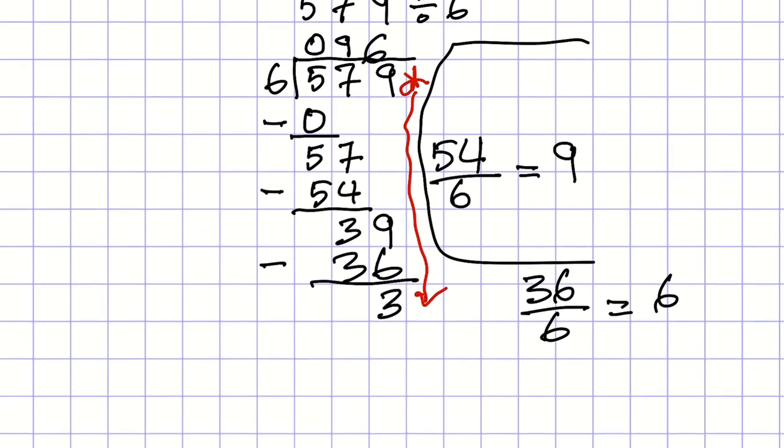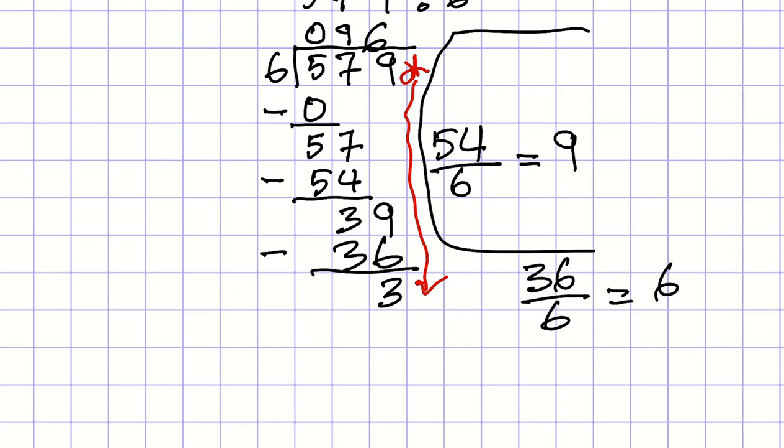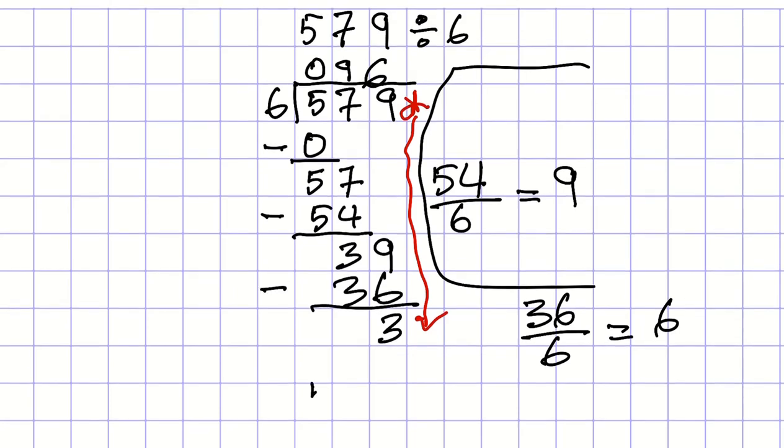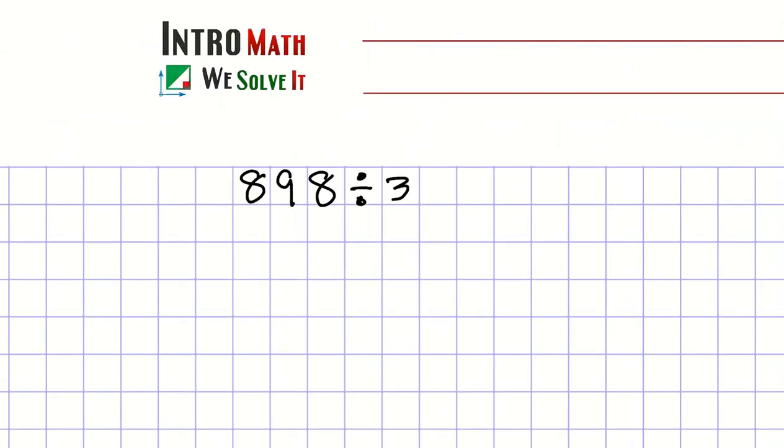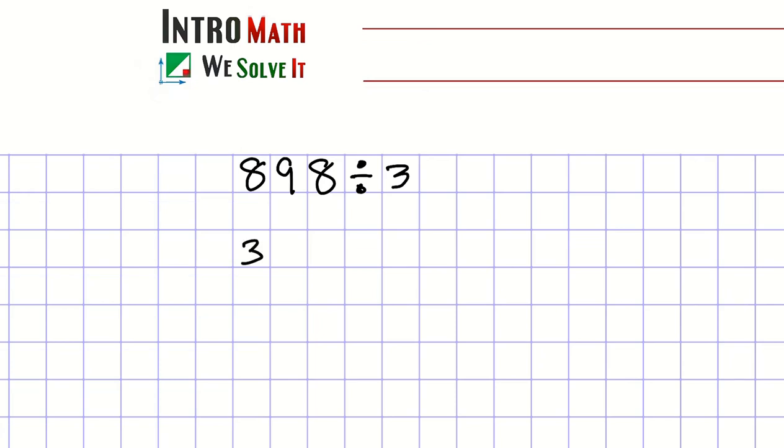We're done. So the solution we found is 579 divided by 6 is equals to 96 remainder 3. Right? Okay, so we'll move on to the next problem. Our next problem is 898 divided by 3. Again, we'll do the same thing we normally do. We'll put 3 here. We'll draw the division sign, and we'll put 898 like that, and then we'll start.